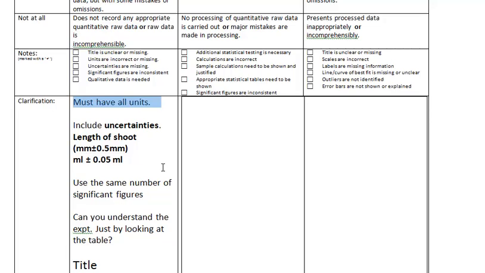If I'm using a ruler where the smallest division is a millimeter, then I'm going to record the nearest millimeter, and next to it I'm going to write plus or minus 0.5 millimeters. There's no 0.5 division markings on a millimeter ruler, or at least not the ones that I have. So it's always half of the smallest unit.